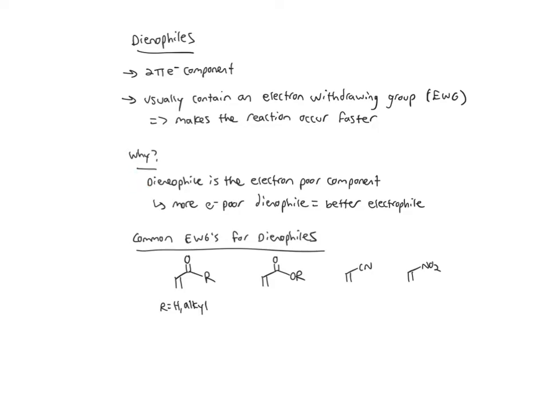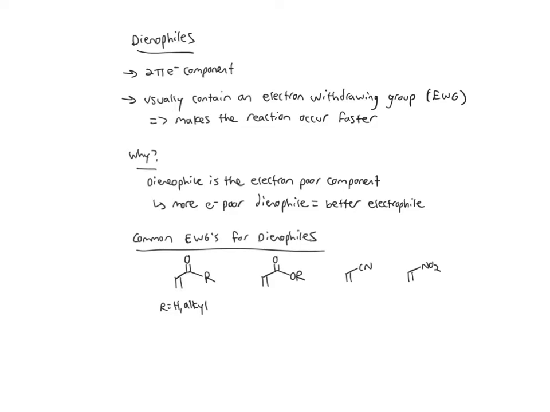We're going to talk about exactly why that's the case a little bit later, but we can think about it in the way that because the dienophile is the electron poor component, if we make those 2-pi electrons, the ones that are going to participate in the reaction, more electron poor, we're going to have a better electrophile, and that's what that electron withdrawing group is doing. It's making that dienophile more electron poor, or a better electrophile.